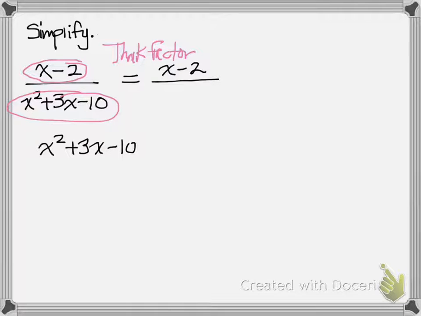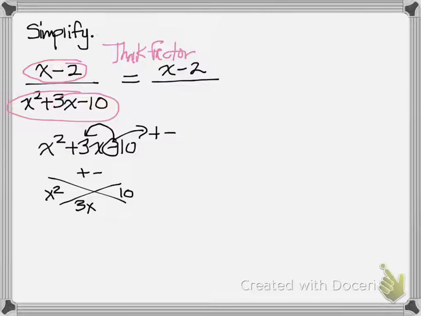So I can use my method that we used in class. If you use another method, use your other method. But okay, so this tells me that I'm supposed to get a plus and a minus. It also tells me that I'm supposed to subtract to get the 3. So I know I'm getting a plus and a minus. I have my x squared, my 3x, and my 10. I just write them down. I don't worry about the signs right now.